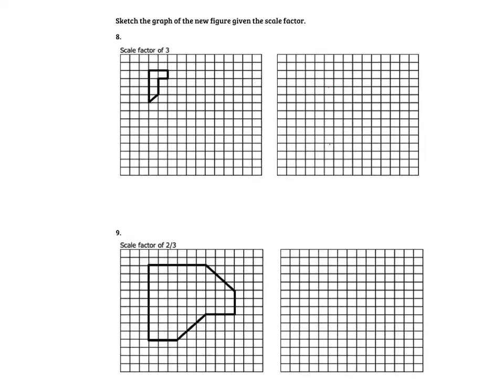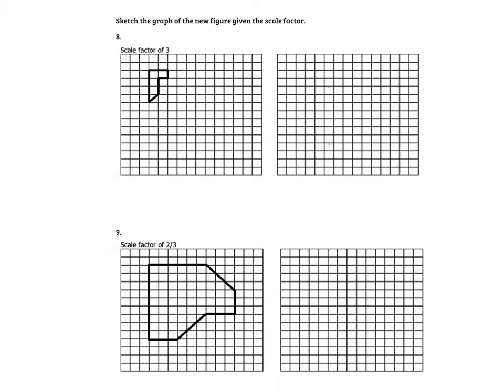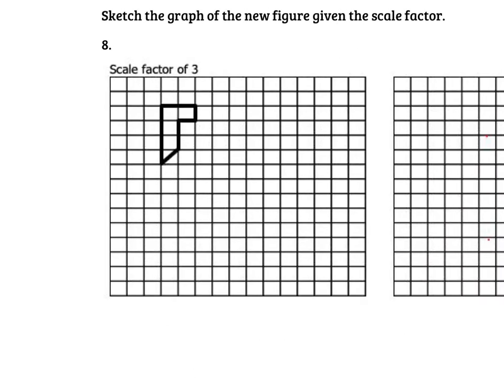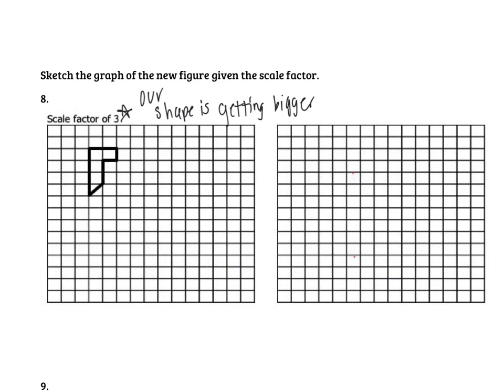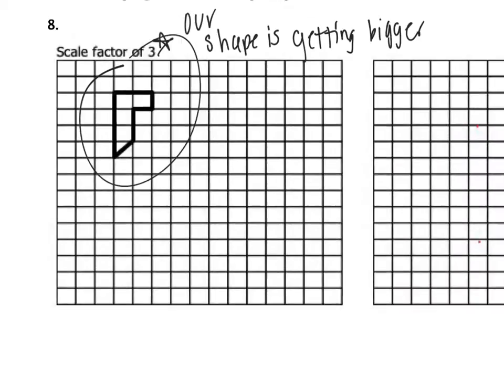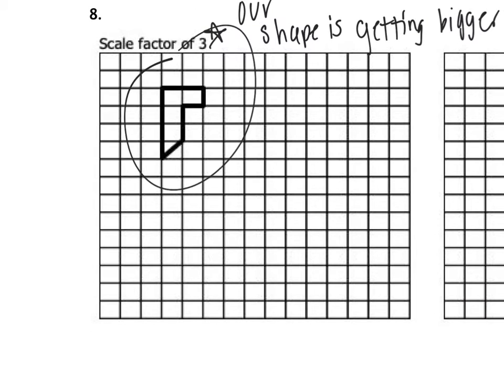All right, looking at these two, I am going to explain 8 and 9 a little bit. I want to just explain it in a way that will not make it too difficult, okay? So these look scary. They're not, I promise. When you look at number 8, it says the scale factor is 3. We know that means our shape is getting bigger. Okay, so the shape that I need to draw over here should be much larger than this original shape because the scale factor is bigger than 1, okay?